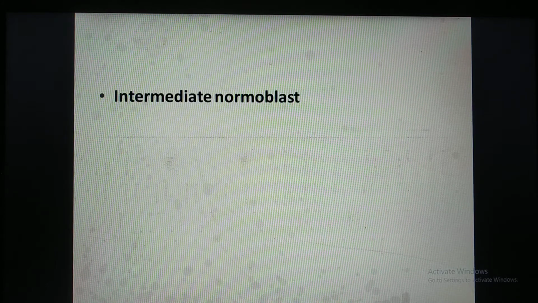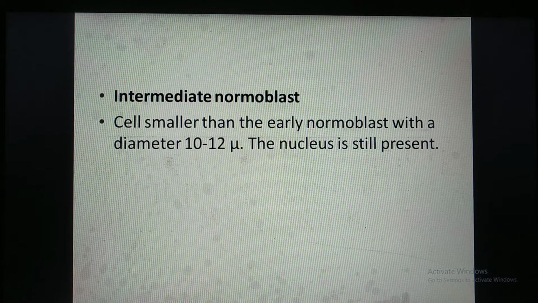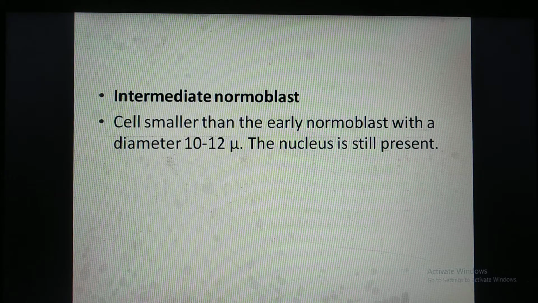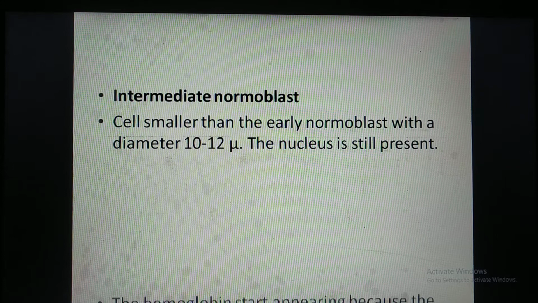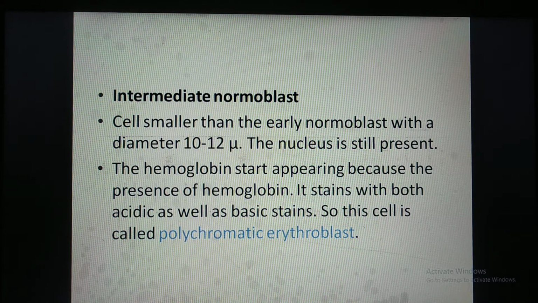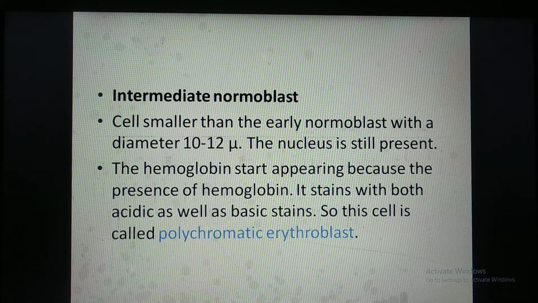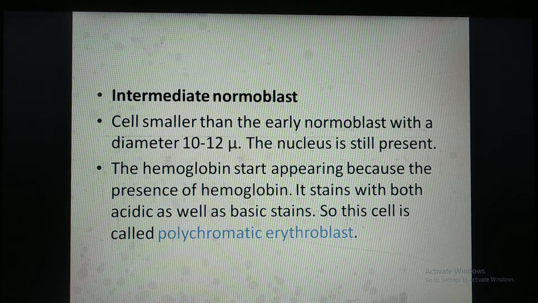Next stage, intermediate normoblast. The cell is smaller than the early normoblast with a diameter of 10 to 12 micrometer. The nucleus is still present. Hemoglobin starts appearing, and because of the presence of hemoglobin it stains with both acidic as well as basic stains. So this cell is called polychromatic erythroblast.